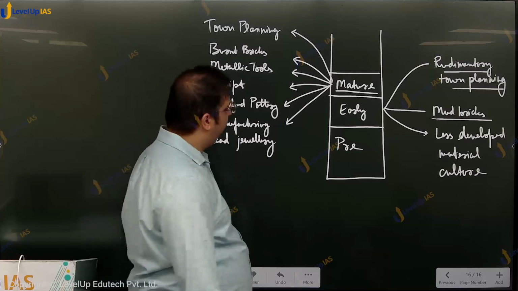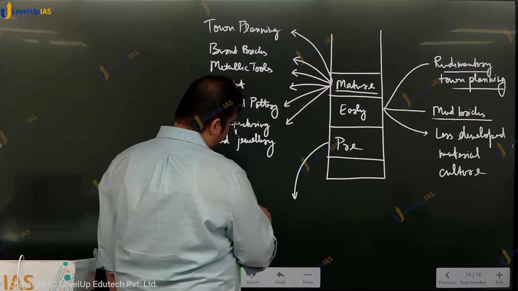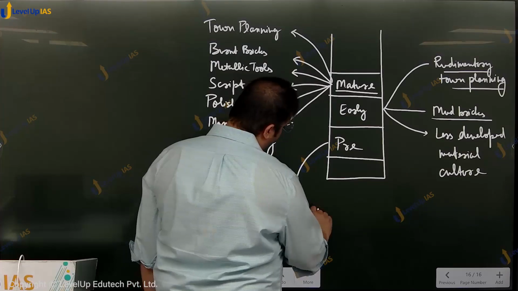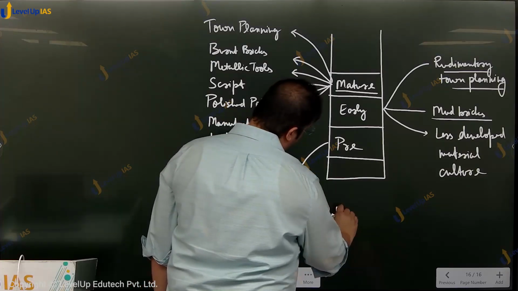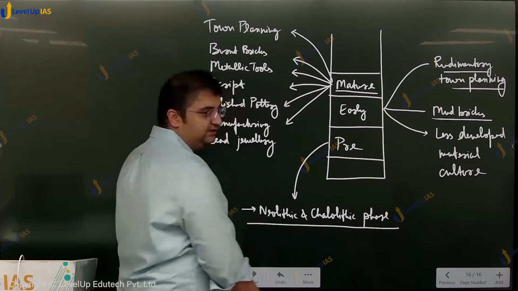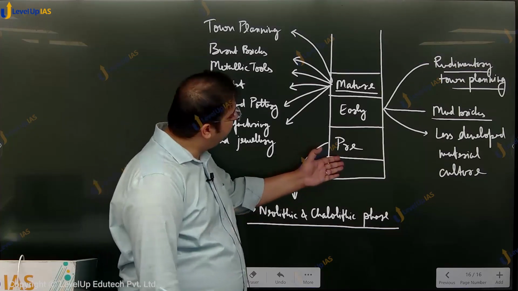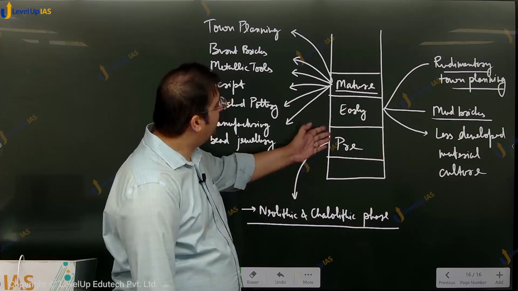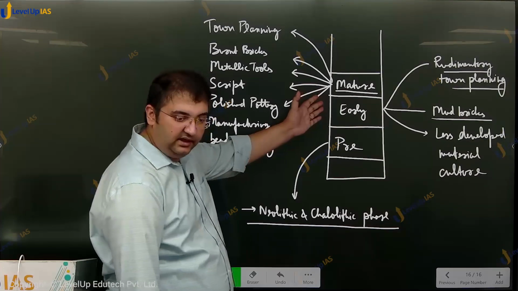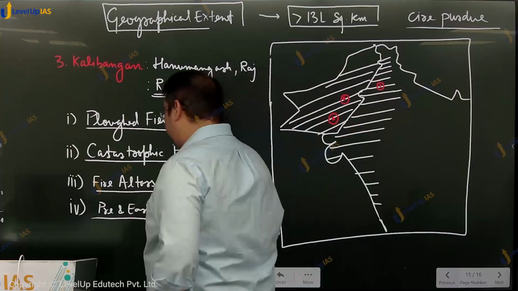Pre-Harappan occupation level. From here we get the indications of Neolithic and Chalcolithic phase. ठीक है? So on the basis of this kind of analysis, it becomes clear how descendants of the pre-Harappan people evolved into the early Harappan culture and finally attained civilization status during the mature phase. ठीक? ये हो गया कालीबंगन.